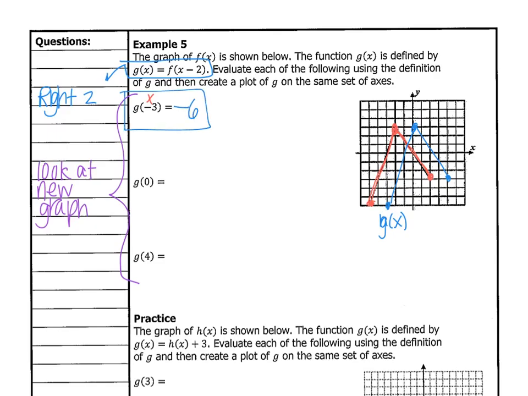Okay, now try the next one. G of 0. Remember, that's an x value. Go over 0 and then up to your graph. How far upwards are you counting to get to your brand new graph? Over 0, up 1, 2, 3. So g of 0 is equal to 3. Then the last one, go ahead and try that on your own. I'll write the answer up here in just a minute.